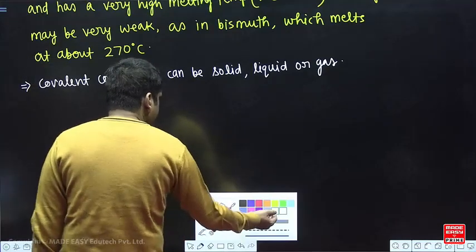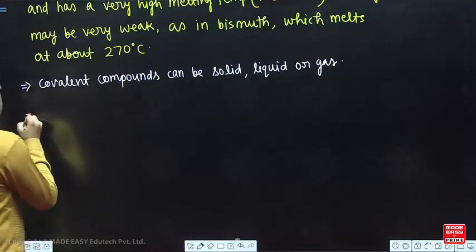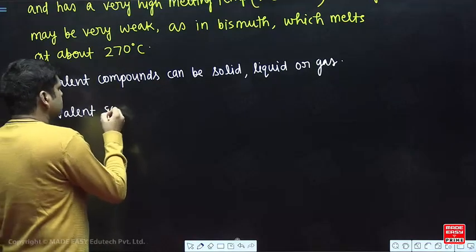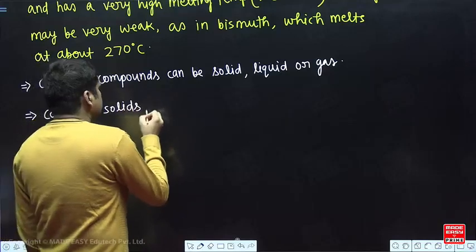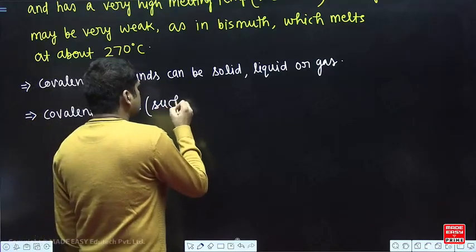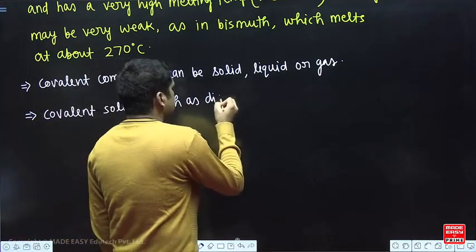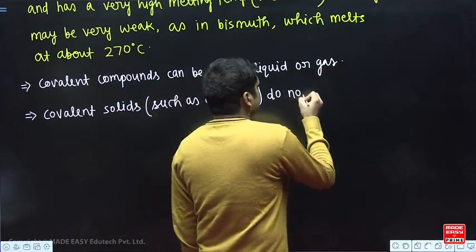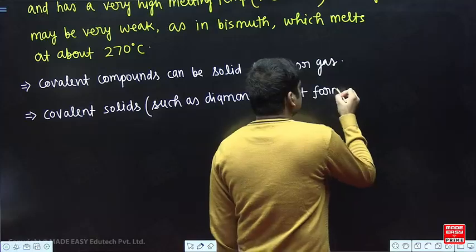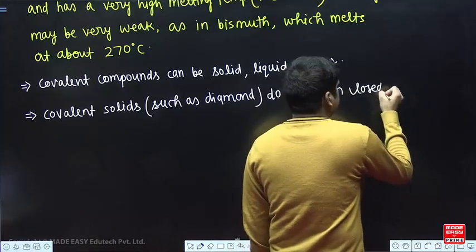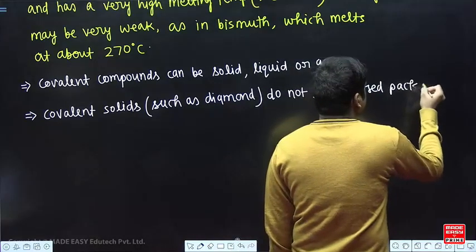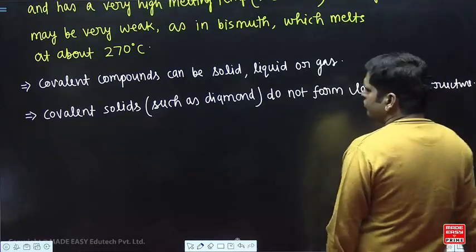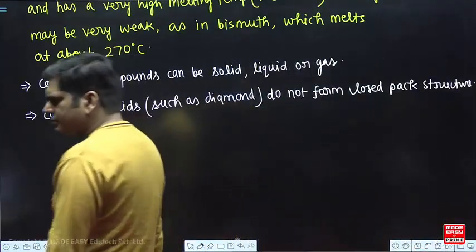But here you write covalent solids such as diamond do not form closed pack structure. Closed pack structure means in a given volume they have very few atoms.